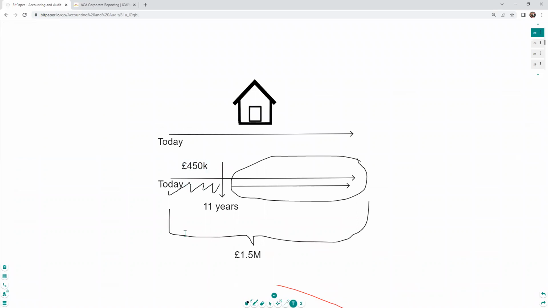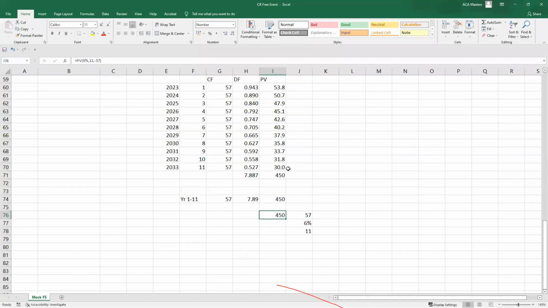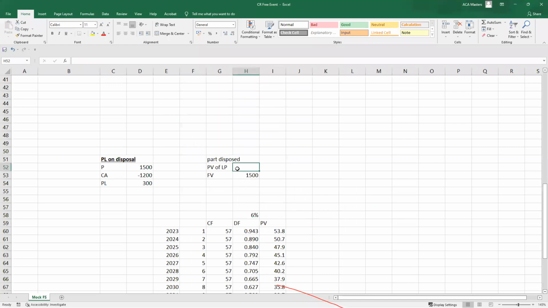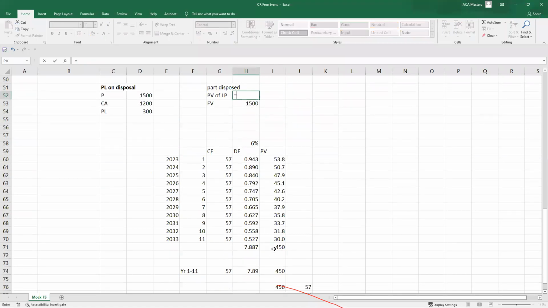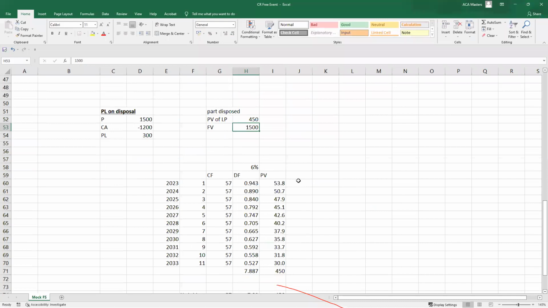450K. So therefore, if we had an asset which had a value of 1.5 million and use of it for the next 11 years is worth this, because we know what the present value of the lease payments are, then clearly the value of the part they disposed of was worth this. So the quickest way to do this is just to say that the present value of the lease payments is the 450K, and if the asset was worth this in total, then you can see what they've retained. They've retained an interest of, once rounded, 30%.